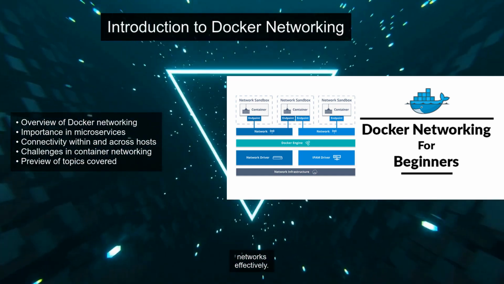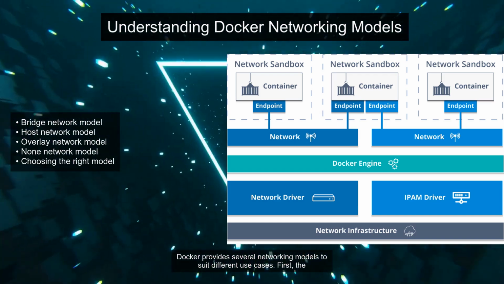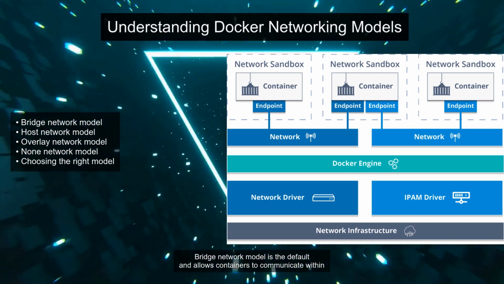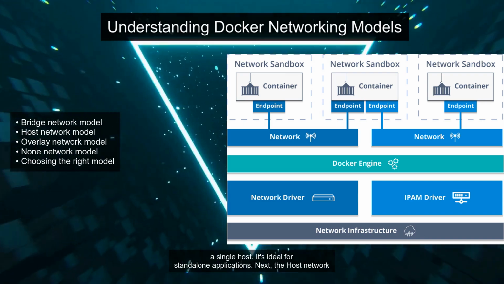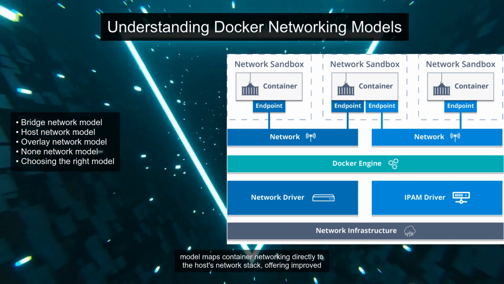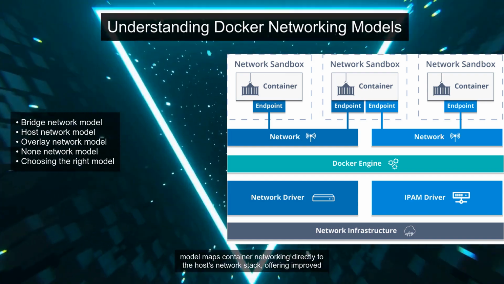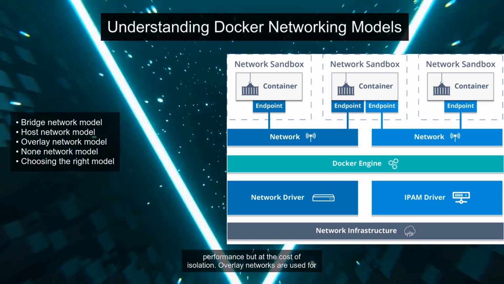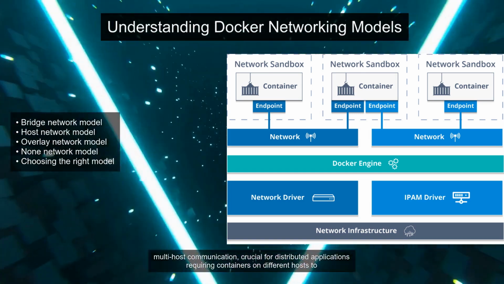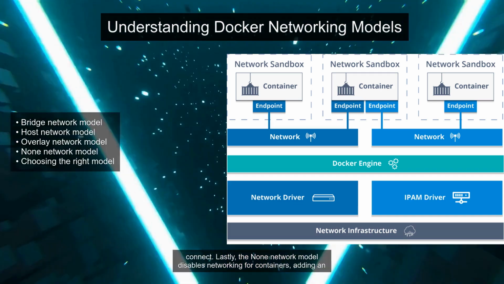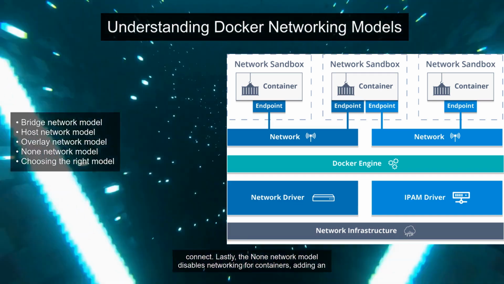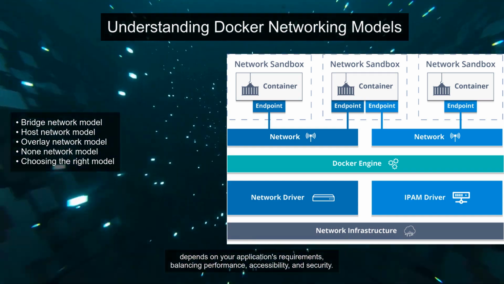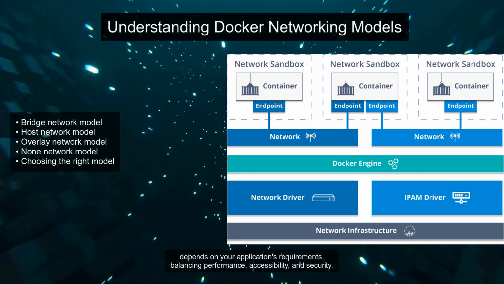manage Docker networks effectively. Docker provides several networking models to suit different use cases. First, the bridge network model is the default and allows containers to communicate within a single host. It's ideal for standalone applications. Next, the host network model maps container networking directly to the host's network stack, offering improved performance but at the cost of isolation. Overlay networks are used for multi-host communication, crucial for distributed applications requiring containers on different hosts to connect. Lastly, the none network model disables networking for containers, adding an extra layer of security by isolating them entirely. Selecting the appropriate model depends on your application's requirements, balancing performance, accessibility, and security.